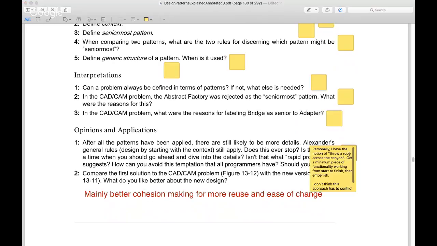This is a very general question, so I'll come up with a personal answer. I have the notion of attempting to throw a rope across the canyon. Another way of talking about it is a minimal viable product. And so I think there's no conflict with Christopher's approach of descending context levels with patterns. It's just you do this much more vertically and partially if you're doing a minimal viable product, or you're trying to throw a rope across the canyon, get established that the whole thing is going to work.